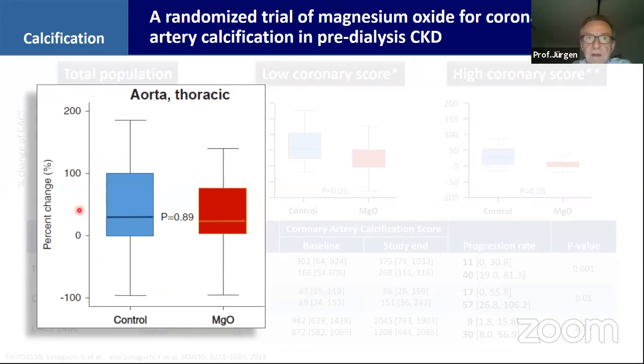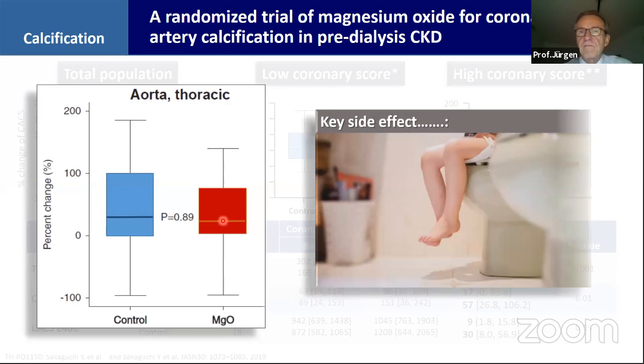Interestingly, in the thoracic aorta, there was no difference between the two groups. So this is something that at least I don't understand, why in the coronaries magnesium inhibits calcification progress, but not in the thoracic aorta. The key side effect of adding magnesium to the diet in these patients with a GFR of around 30, well, it causes diarrhea. But that was the key side effect, nothing else.